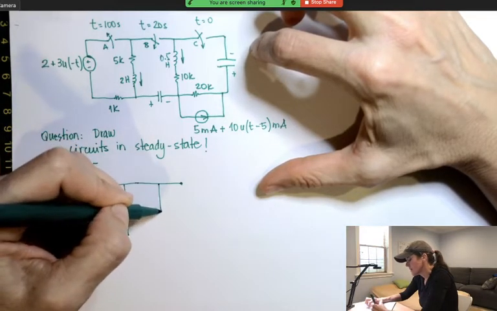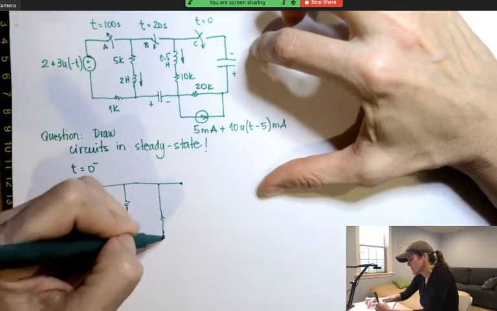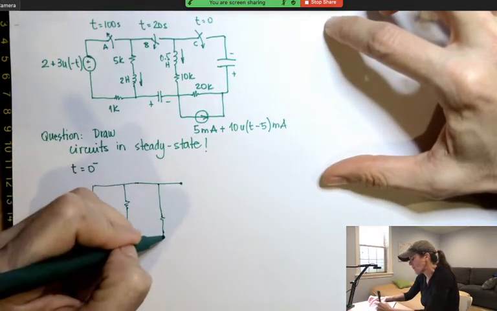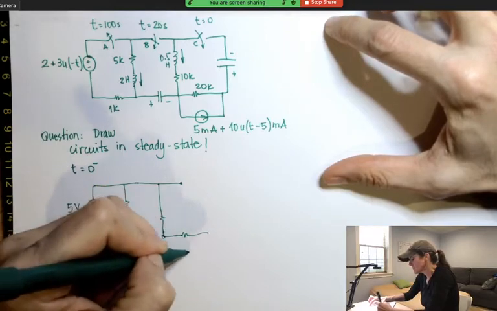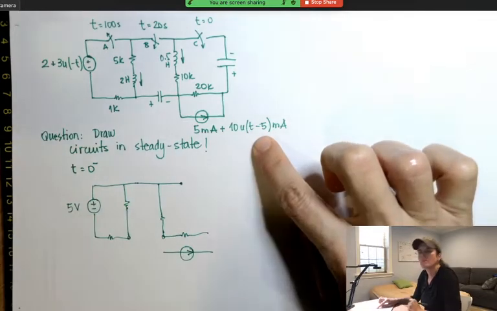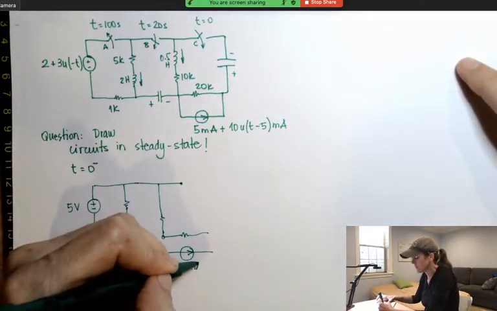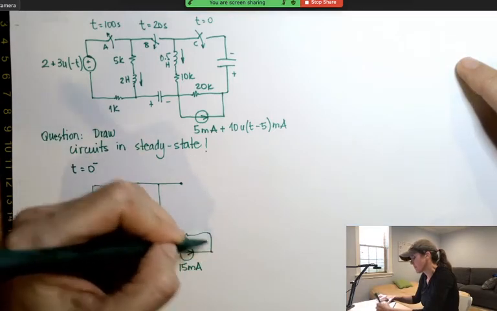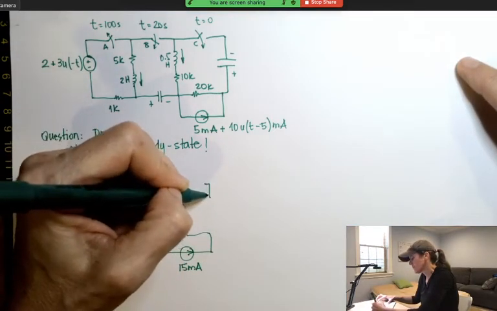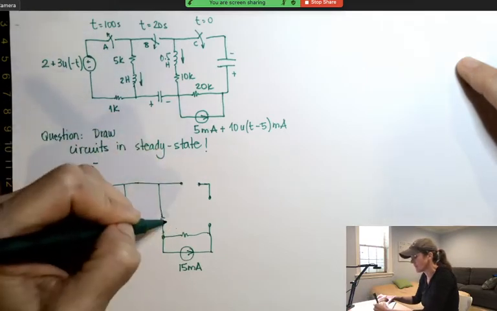Everything else will be the same, but because I'm drawing steady states, I'm not going to draw the inductors and I'm not going to draw the capacitors. Until t equals 5 seconds, this will be 15 milliamps. And then this capacitor is also going to be open. So this is the situation at t equals 0 minus.